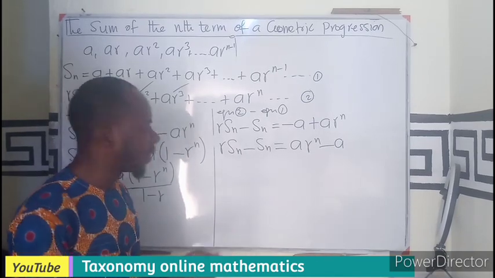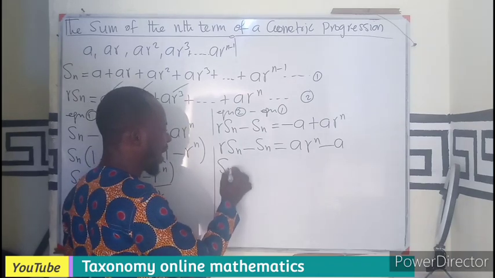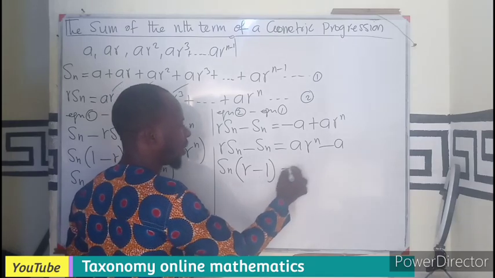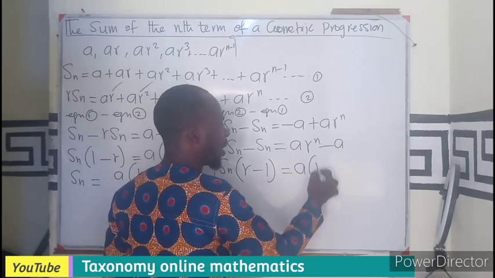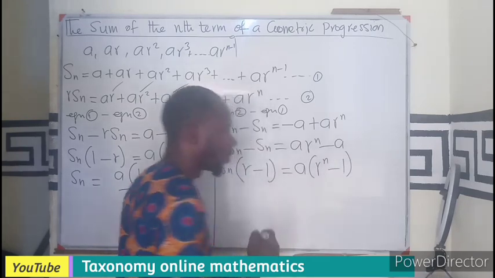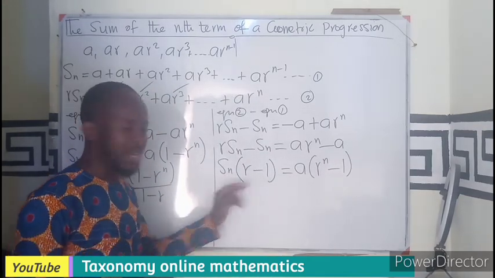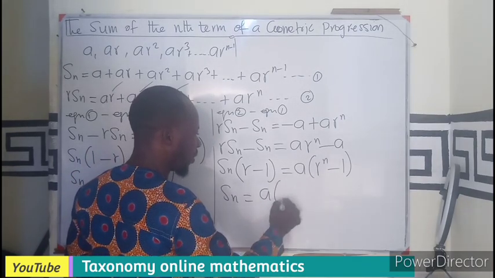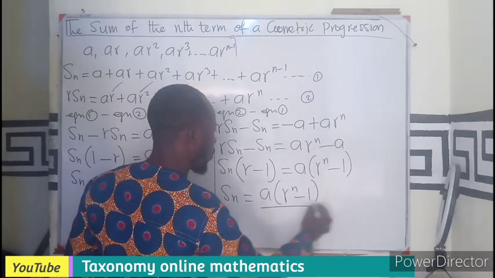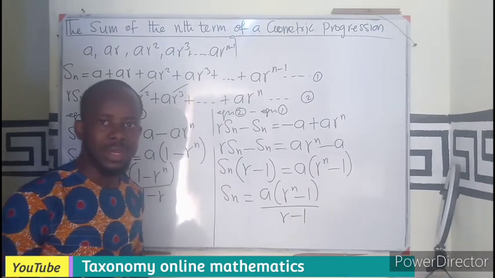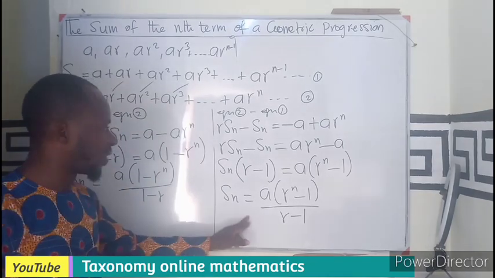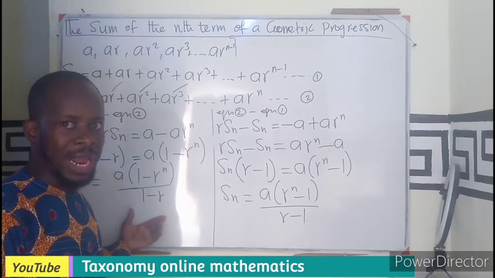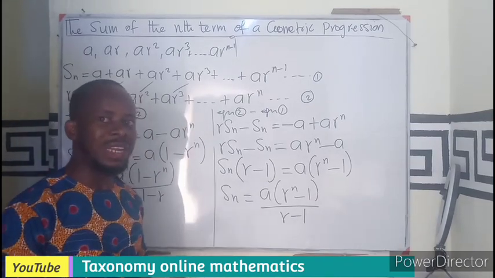Now we can do the factorization, which could be Sn as a common factor into bracket R minus 1. Common factor will still be A R exponent n minus 1. We are looking for this, so divide through by the coefficient. Sn will be equals to A, as in this, Rn minus 1 over R minus 1. But you can check that the two formulas are not the same. A student can follow this approach and another student will follow this. How sure are we to get the same answer?